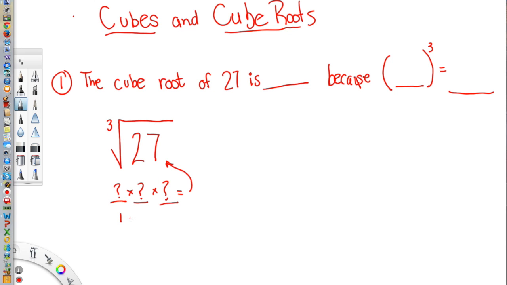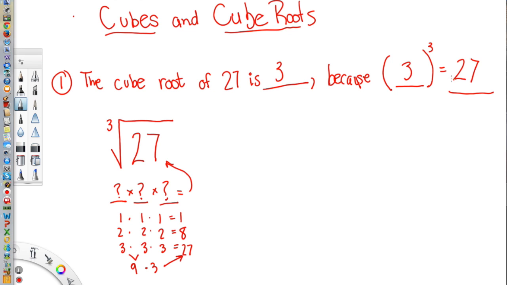Well, let's try 1. 1 times 1 times 1, that's just 1. Let's try 2 times 2 times 2. 2 times 2 is 4 times 2 is 8. We're getting close, but we're still pretty far away. 3 times 3 times 3. 3 times 3 is 9, and 9 times 3 is 27. Okay, that will give us the answer we're looking for. So the answer is 3. The cube root of 27 is 3. Why? Because 3 to the third power is equal to 27.